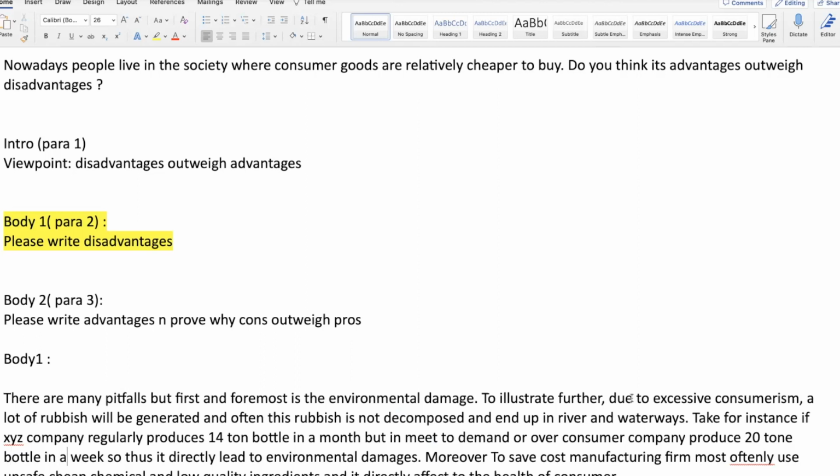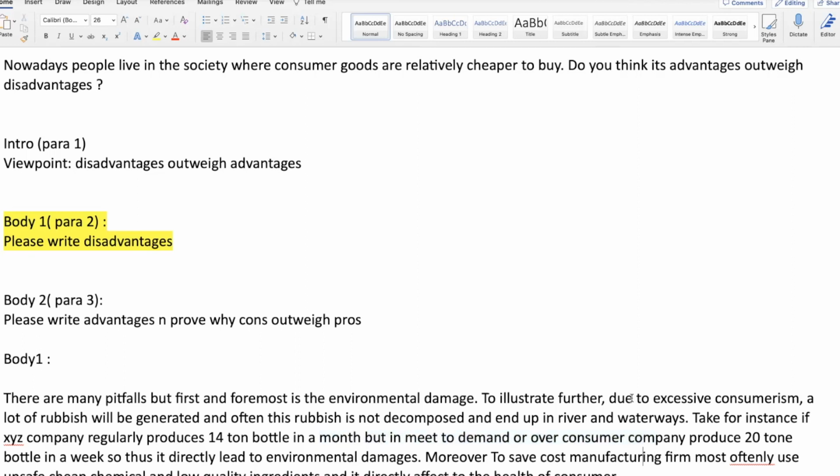So thus, Shahid, I want you to proofread it. There are a lot of grammatical errors I'm not understanding. So thus it directly leads to environmental damages. This was not clear at all. But in meeting the demand, or over consumer company, I'm not understanding basically. Probably you were in a hurry when you typed. I don't understand what that is.